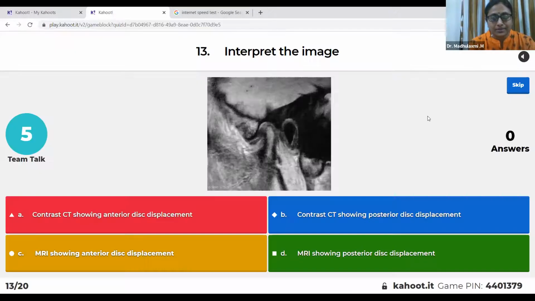Interpret the image. Is this a contrast CT showing anterior disc displacement, or a contrast CT showing posterior disc displacement, or an MRI showing anterior disc displacement, or an MRI showing posterior disc displacement? This is actually taken in a closed mouth position.